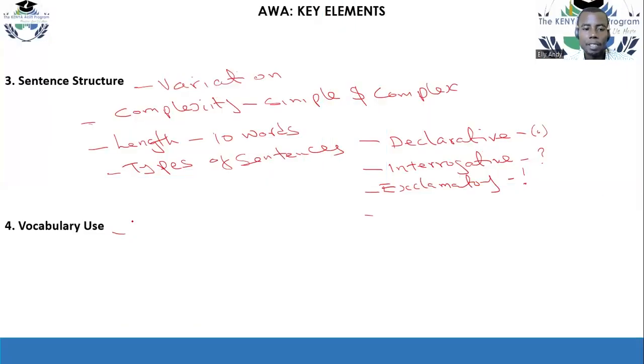Then we come to the fourth element, that is vocabulary use. Just like sentence structure, your vocabulary should also be varied.